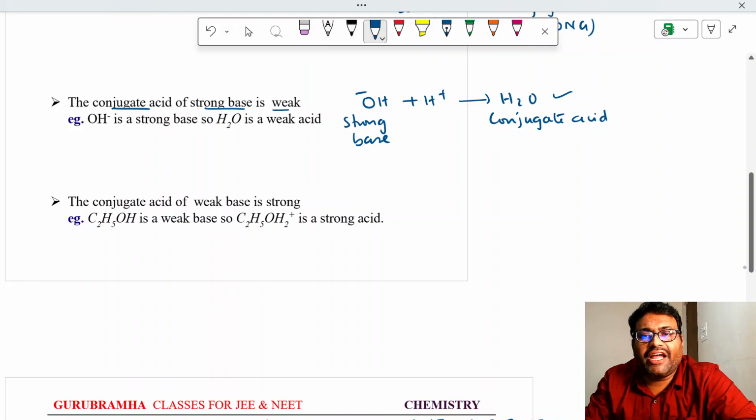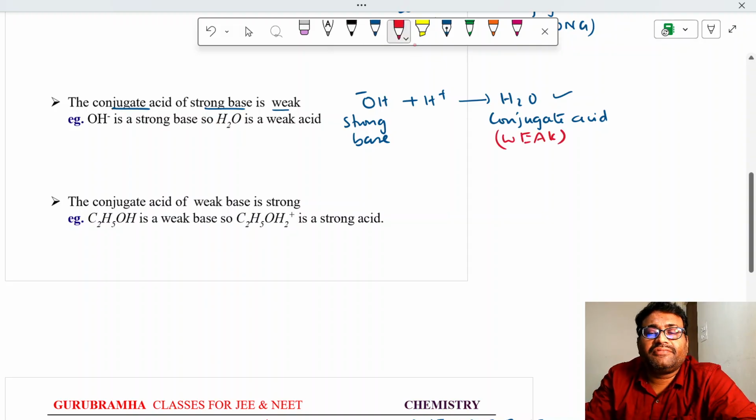As it is strong, having more tendency to take a proton, it will have less tendency to release a proton. Water will have less tendency to release a proton. As it is unable to release a proton, or having less tendency to release a proton, we say that it is weak. Okay, it is weak.